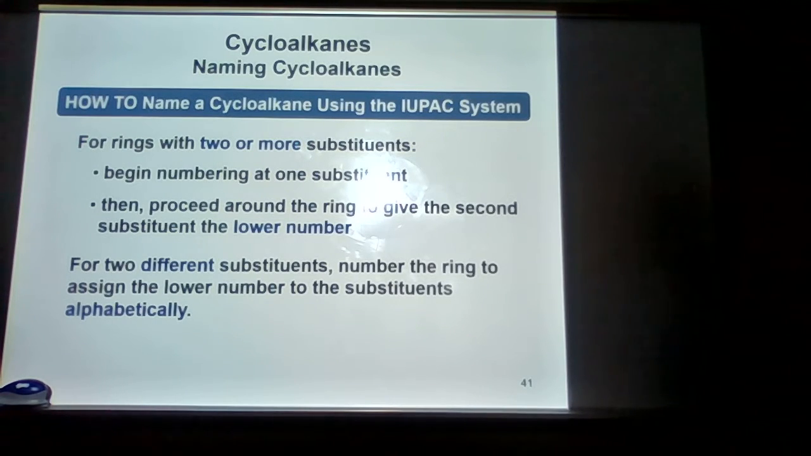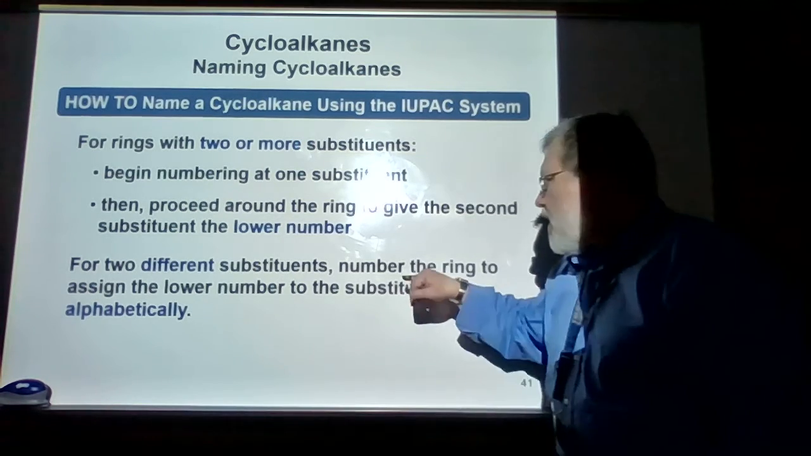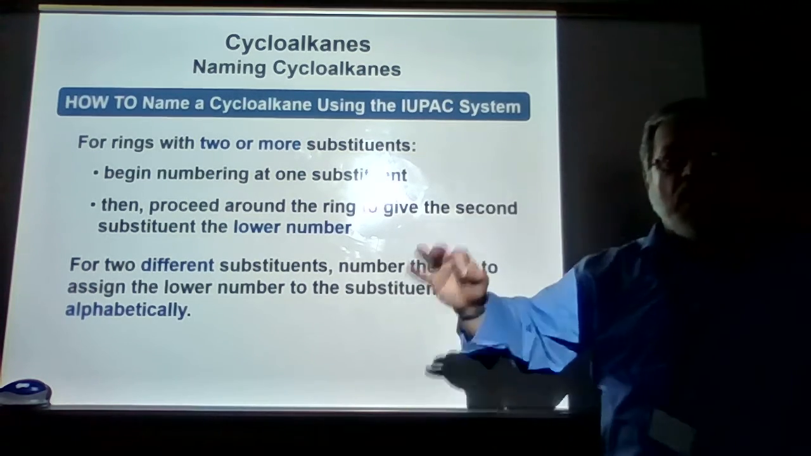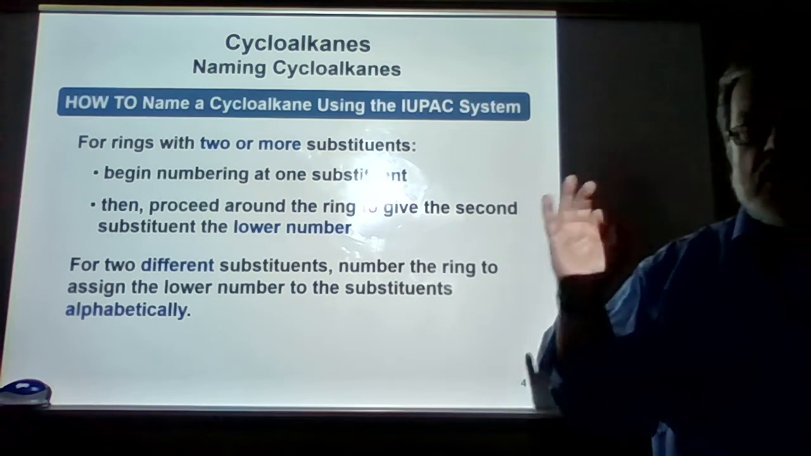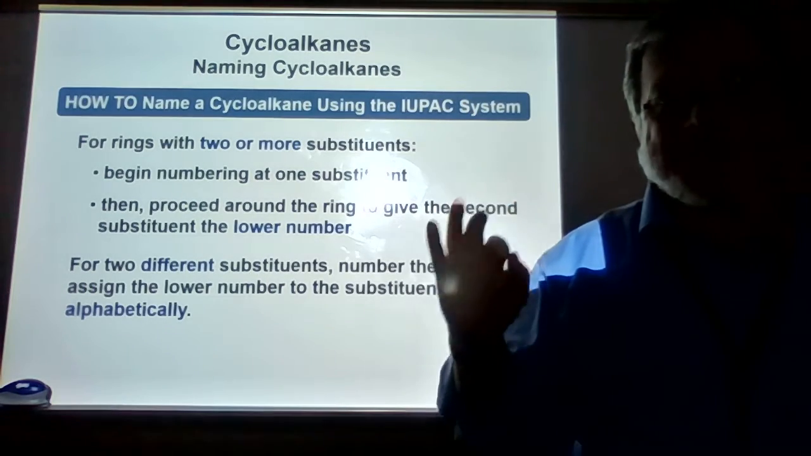So if we have two different substituents, we number around the ring to assign the lowest number to the substituents alphabetically. So here in the ring system, you are coordinating numbers with alphabeticity.